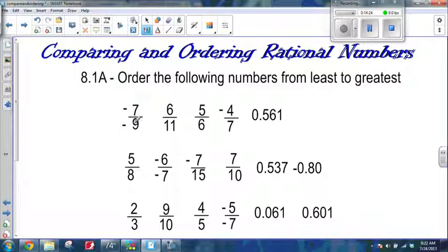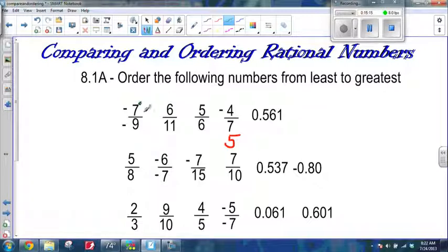So look at comparing these from, let's do greatest to least this time. When we looked at this earlier, we said that the negative 4/7 was negative. So that makes this the least of the group. So we have 1, 2, 3, 4, 5. So this would be the fifth one. So let's turn everything else into decimals. Remember, this was a positive because a negative divided by a negative was a positive.